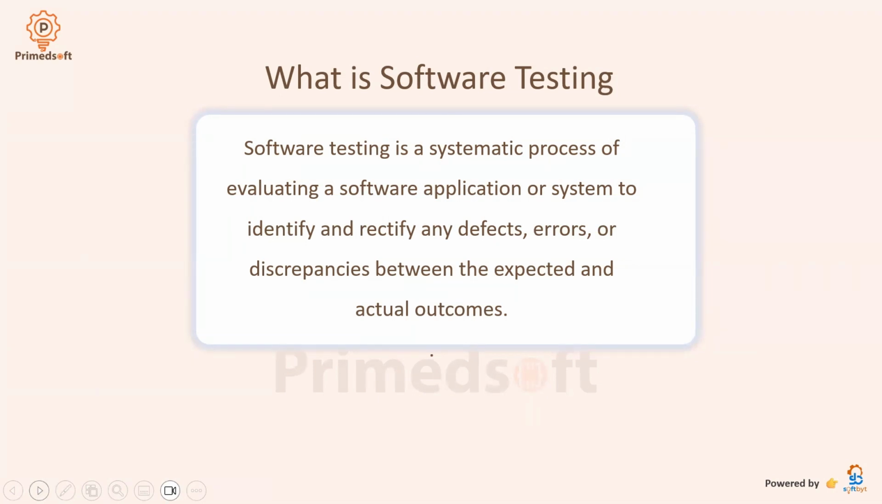Okay, you evaluate a software application or system to identify and rectify any defects, errors, or discrepancy between expected and actual outcome. So expected outcome is the requirement that is being given to you. The actual outcome is what you are seeing when you've gone on that website. So for example, let's say you are testing a web application, right?